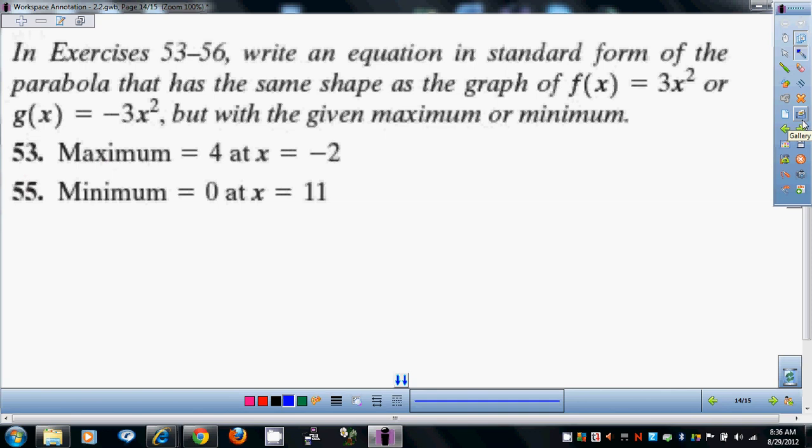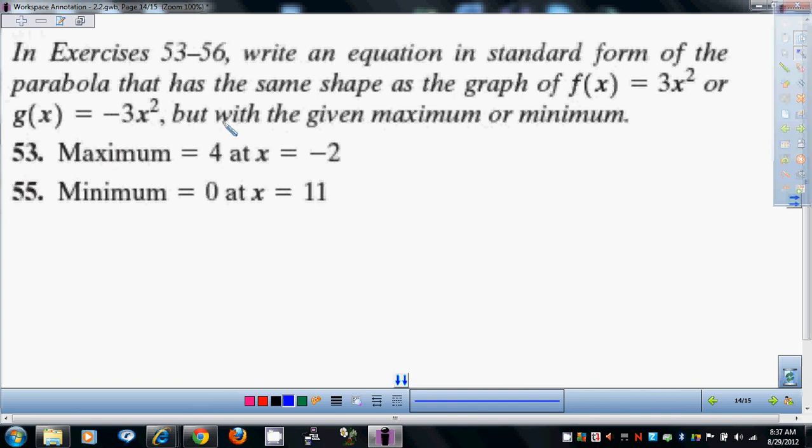All right, write an equation in standard form of the parabola. So basically it's the same exact thing, except we have to figure out whether it's going to be positive or negative 3x squared, judging by what they gave us. So like the first one, if it's a maximum, does that mean it's going to go up or down? Down, which means which one of these is our a value? Positive or negative 3x squared?